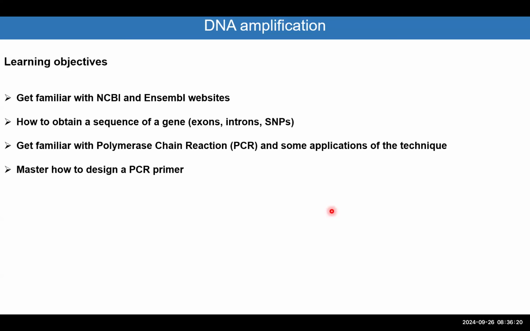And then we will go back after we retrieve the gene, and we will make a scenario that we would like to amplify a part of that gene by PCR. And in order to be able to do that, we will make a primer design. So we will go through the primer design together.